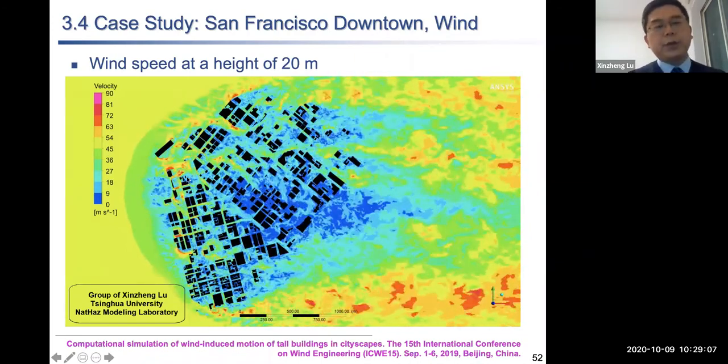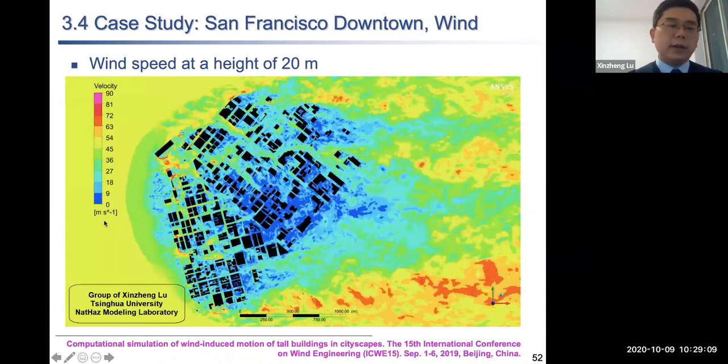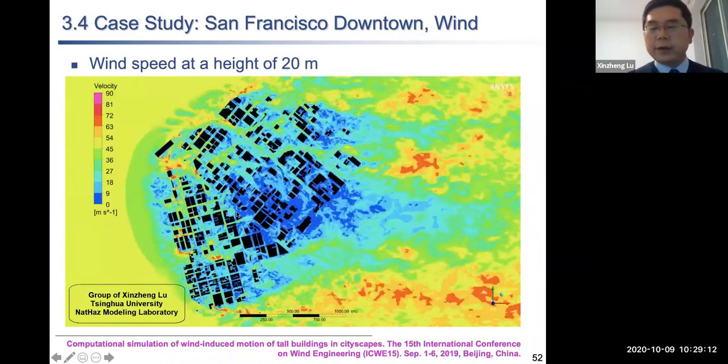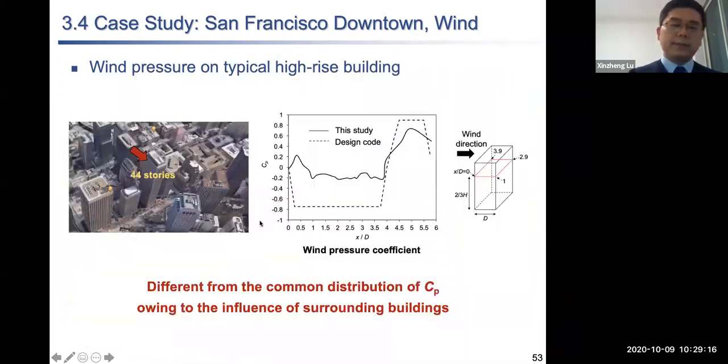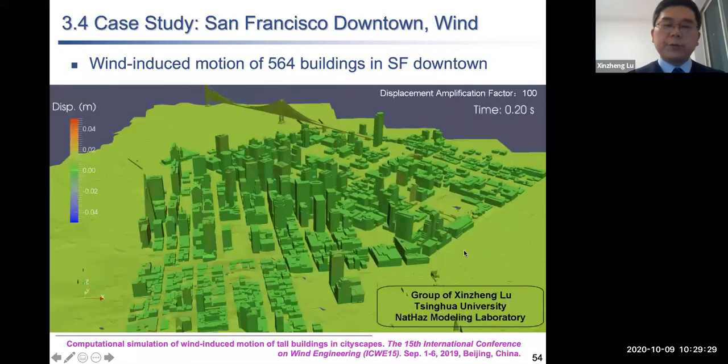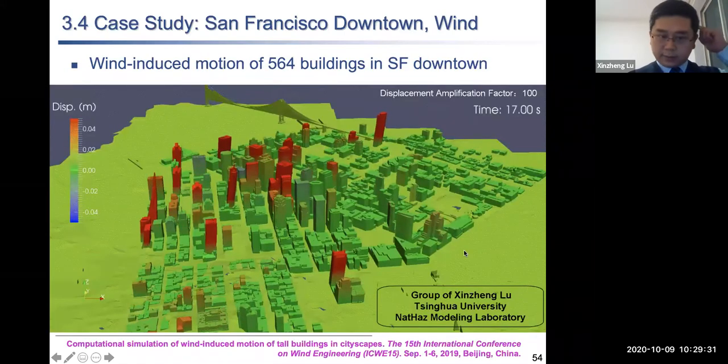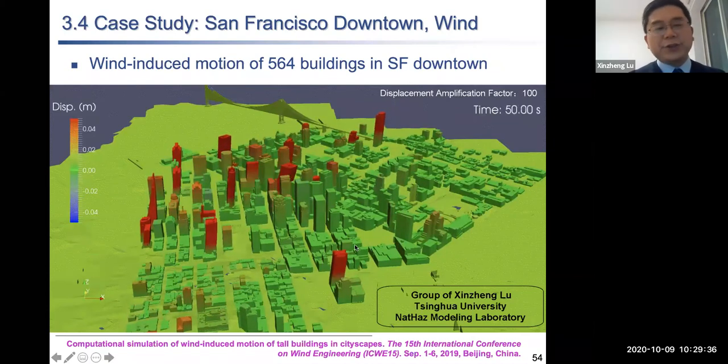And here shows the wind flow through these tall buildings. We can see that with the large eddy simulation, we can know the dynamic change of the wind in this situation. And we can know that wind pressure on the building is quite different from the design code because of the complicated building configurations. I need to go through it quickly. And here we can clearly show that the shaking of the building is subject to this dynamic wind load.